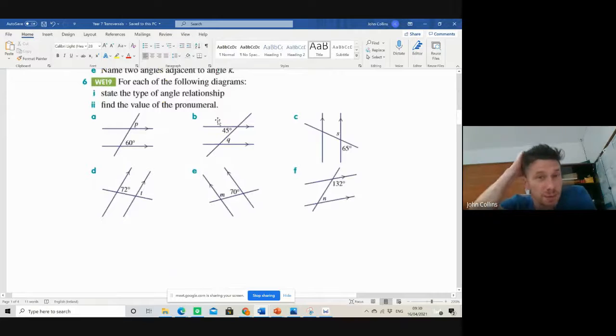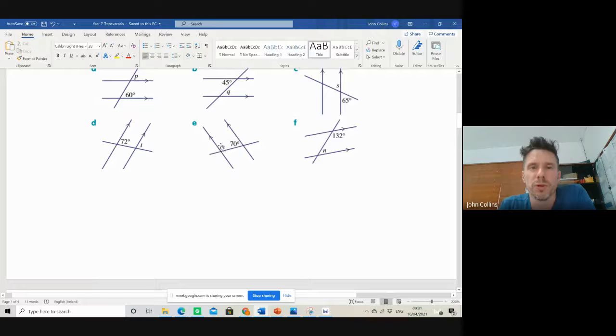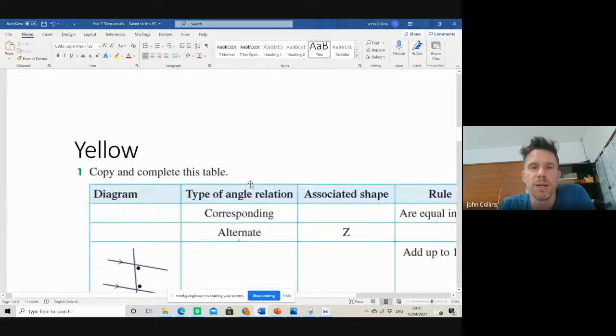Question 6 then asks you to state the type of angle relationship. So that's your words: vertically opposite, alternate, corresponding, co-interior. One of those words. So I'll do maybe part E here. 70 and M, they are co-interior. They're interior and they're on the same side. So co-interior, which means they add to 180 degrees. So the value of the pronumeral M would be, I think, 110, because 110 plus 70 is 180.